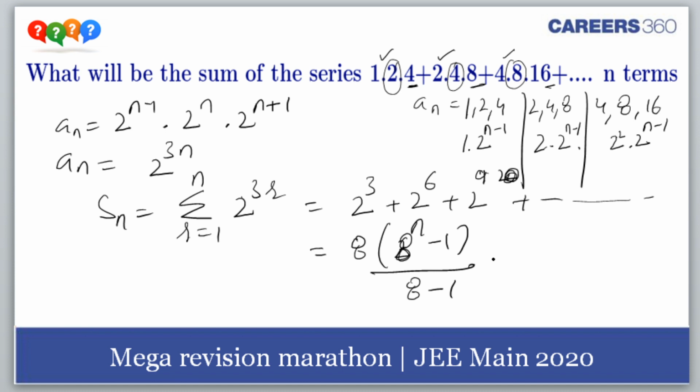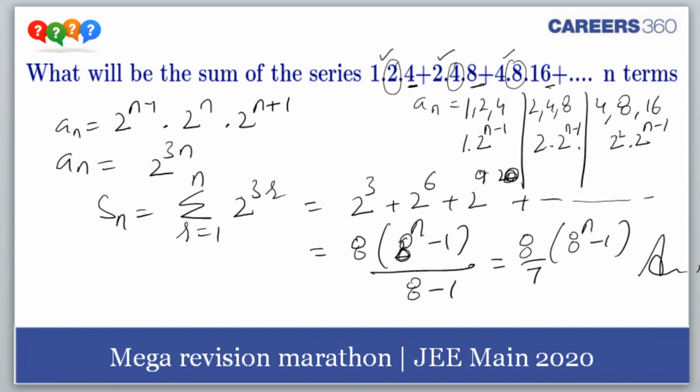I think one question more. Yes, that is Tarun, that is based on telescopic sum. 8 by 7, 8 raised to power n minus 1. That's the answer. Okay, that's the last question. One more question to go.